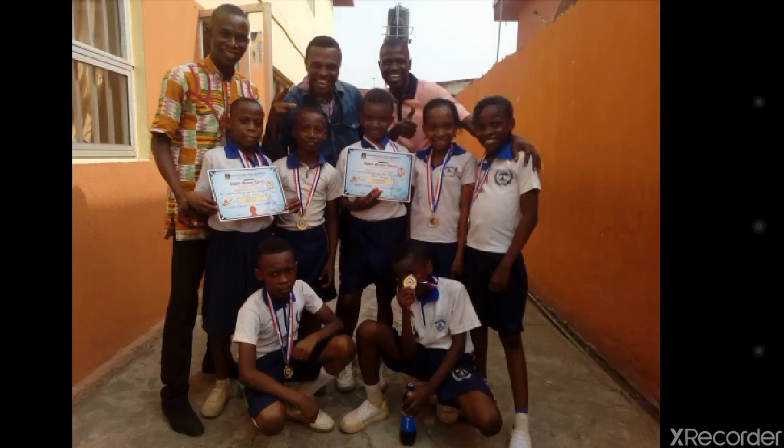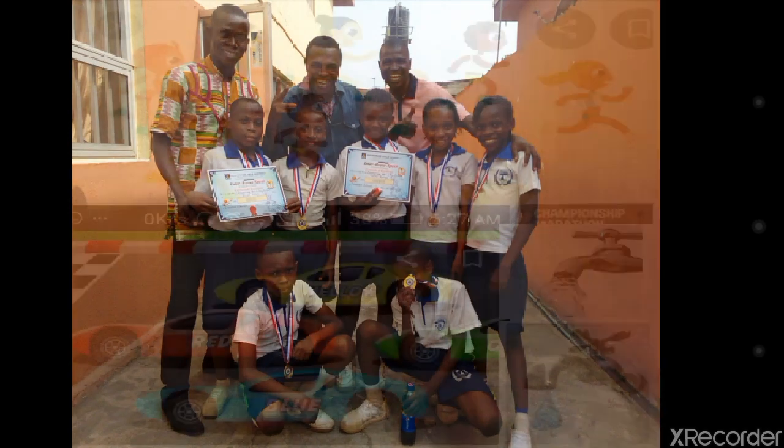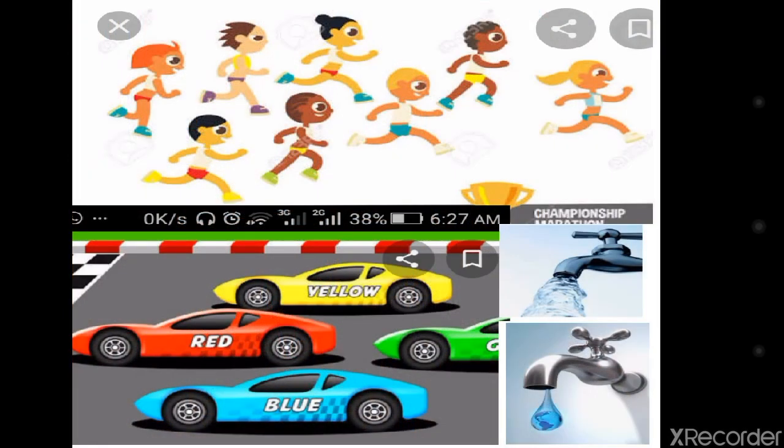Take a look at this picture. Everyone is smiling because these children came first. They were the fastest in an invited relay. Now, take a look at this picture. Who is the fastest here? Who has the highest speed in the top part of the picture? Who has the highest speed among these children?